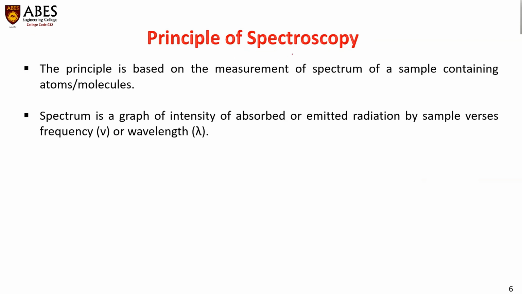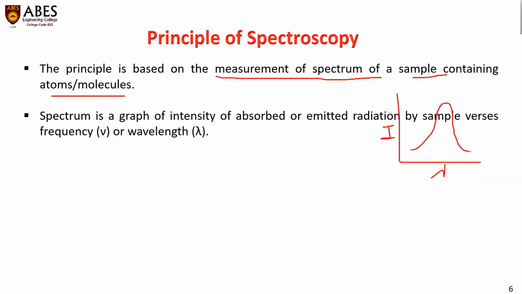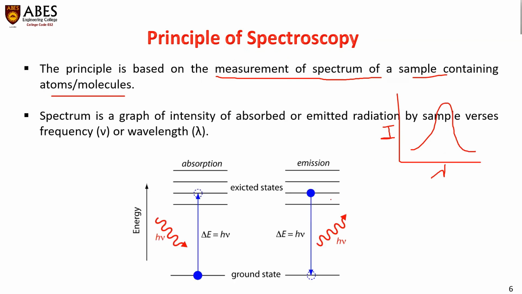Generally, the principle of spectroscopy is based on the measurement of the spectrum of a sample containing atoms and molecules. And what is a spectrum? A spectrum is a graph between the intensity of absorbed or emitted radiation versus the wavelength or frequency of radiation, and it looks like this. On the basis of interaction of radiation, spectra are also of two types: absorption spectrum and emission spectrum.